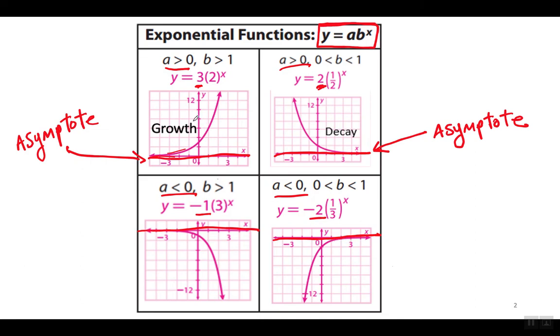So when a is positive, the graph is above the asymptote. And when a is negative, the graph is below the asymptote. That's the first thing I'm pointing out.